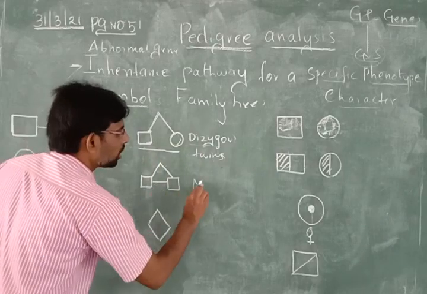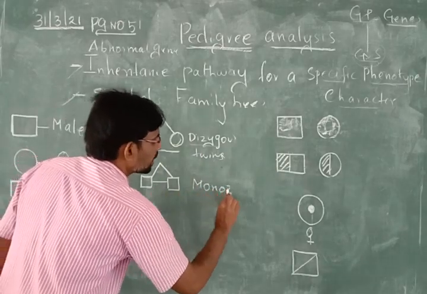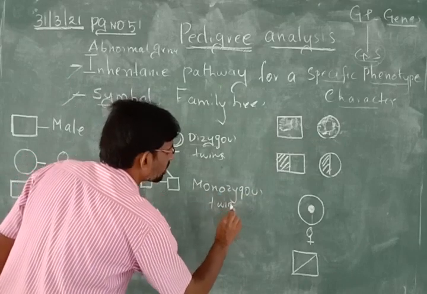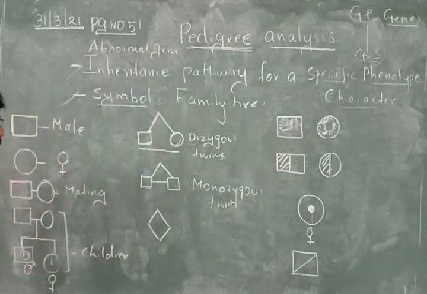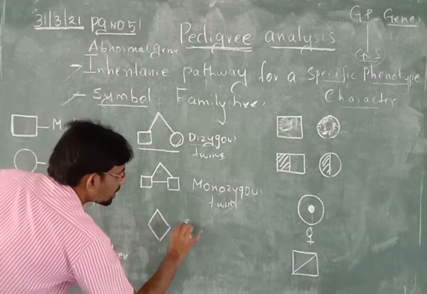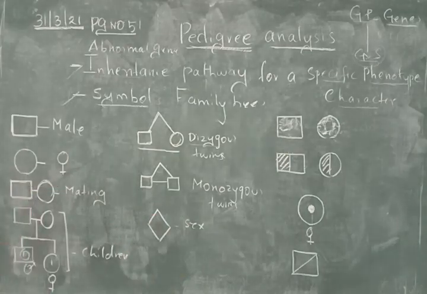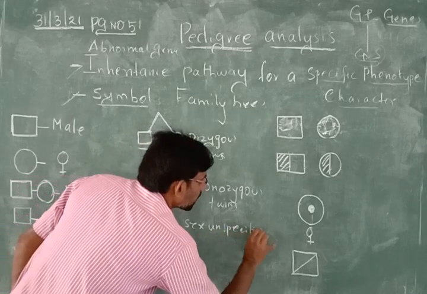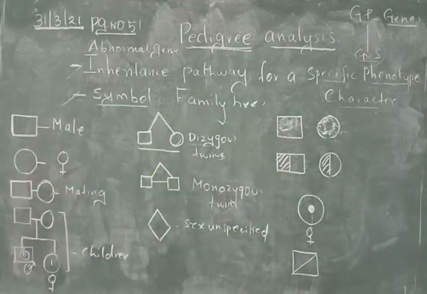And this one is the monozygous twins. Monozygous twins means both the sexes are the same. Both will be male or both will be female. Now, if you find a symbol like this, it is called sex unspecified. It is not correctly specified. So the symbol given here means the sex is unspecified.